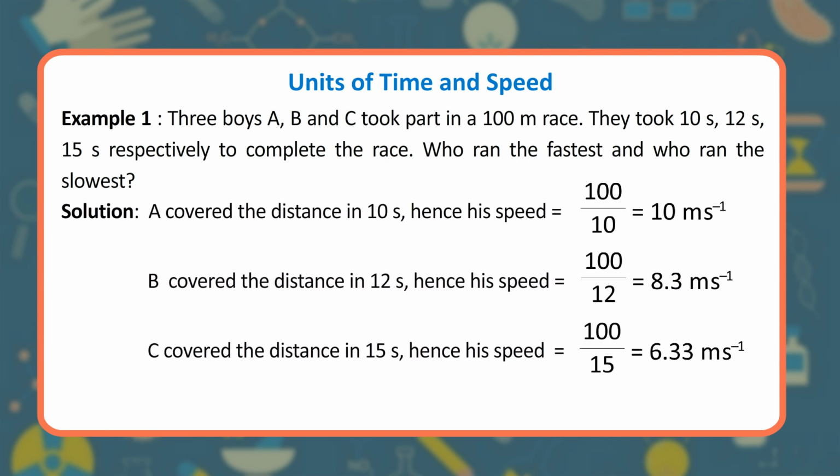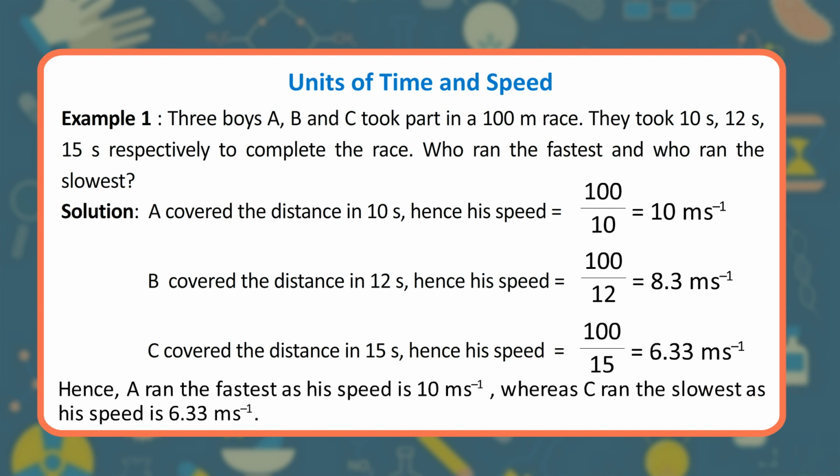Solution. A covered the distance in 10 s, hence his speed equals 100/10 equals 10 m s^-1. B covered the distance in 12 s, hence his speed equals 100/12 equals 8.3 m s^-1. C covered the distance in 15 s, hence his speed equals 100/15 equals 6.33 m s^-1. Hence, A ran the fastest as his speed is 10 m s^-1, whereas C ran the slowest as his speed is 6.33 m s^-1.